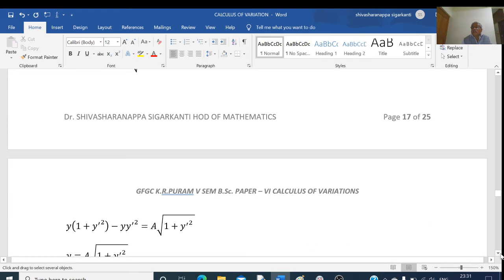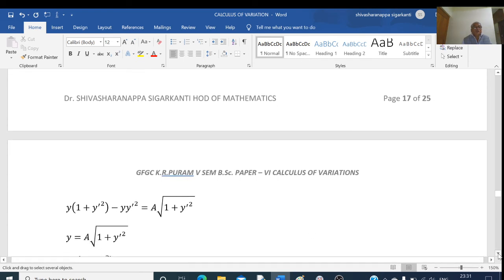Now on the left hand side, if I multiply, I will get y into 1 is y plus y dash square minus y dash square. So this y dash square minus y dash square gets cancelled. On the left hand side we get only y. So y equal to a into root of 1 plus y dash square.